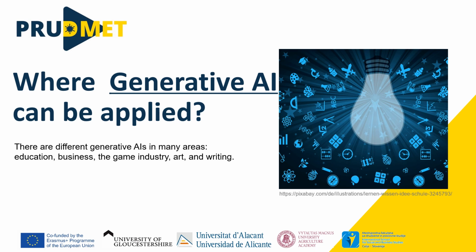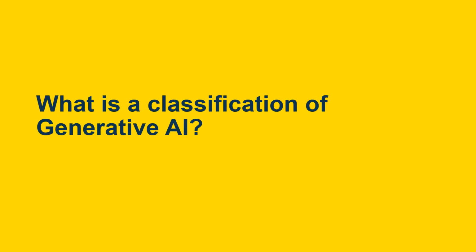The following slide raises a question. Where can generative AI be applied? Different generative AI can be applied in many areas, such as education, business, the game industry, art, and even writing. What is a classification of generative AI?